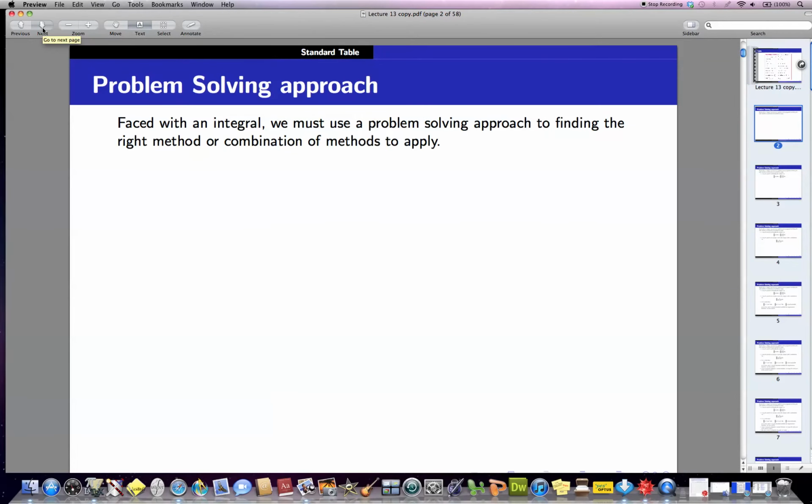So faced with an integral, there are no hard and fast rules about what to do, and you basically have to use a problem-solving approach to find the right method. In fact, sometimes we really don't have a method to solve an integral, and we'll see in the next section that there are many numerical methods for estimating the value of an integral when we don't actually have a method to apply.